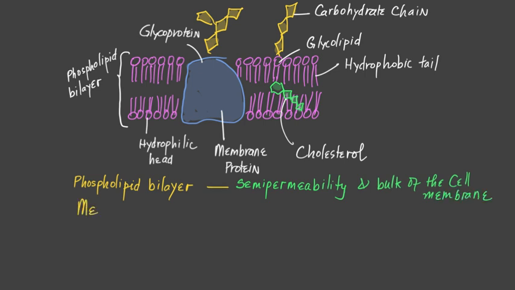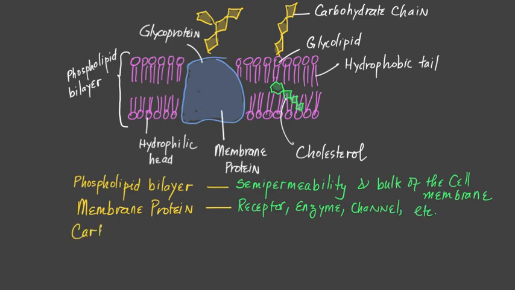The next component is the membrane protein. There are many different kinds of membrane protein on a cell membrane. They could be a receptor, an enzyme, a channel, a gated channel, a cell adhesion molecule, or a cell identity marker. The next component is the carbohydrate chain.